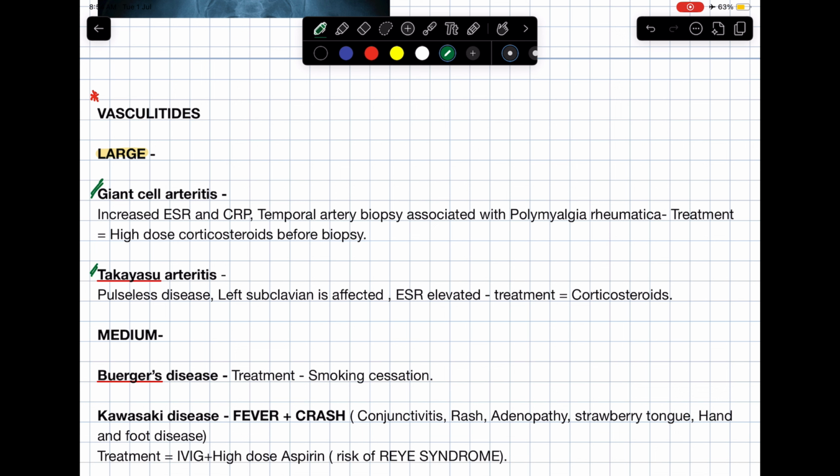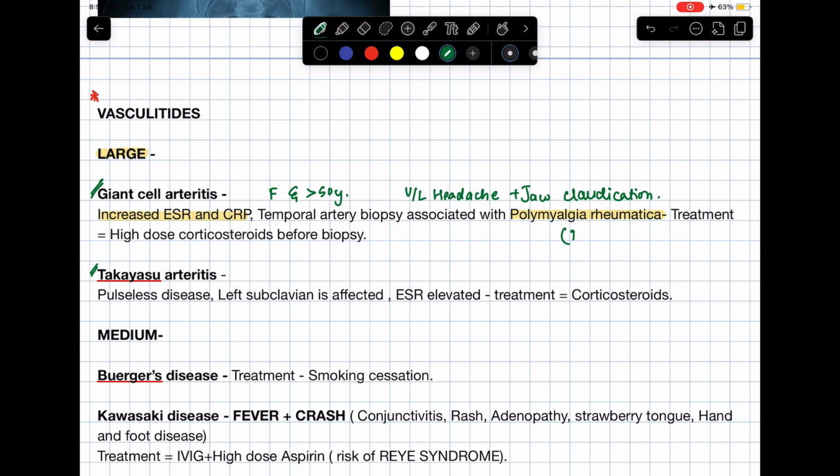In giant cell arteritis, the important thing is females are more affected and the age should be more than 50 years. The important features would be unilateral headache, along with that jaw claudication and temporal artery tenderness. What you need to look for in the question stem to make the diagnosis of giant cell arteritis is that ESR and CRP would be very much elevated, and there is a high yield association of this disease with polymyalgia rheumatica.